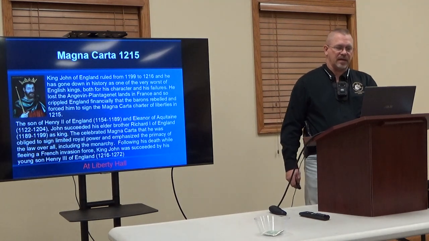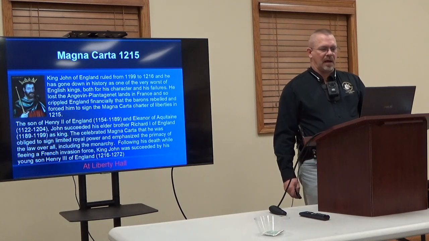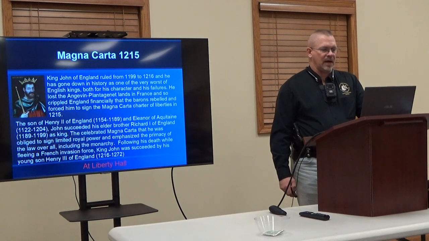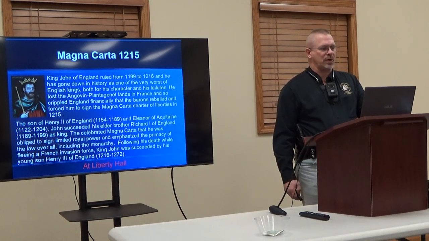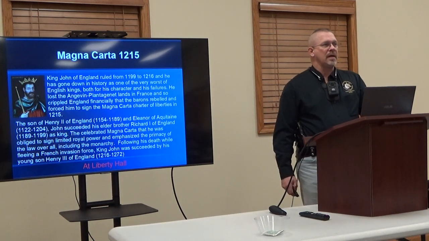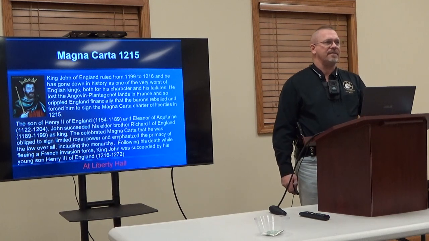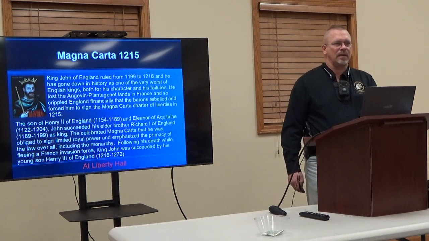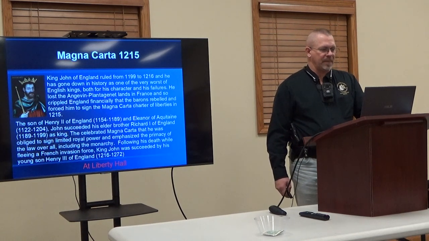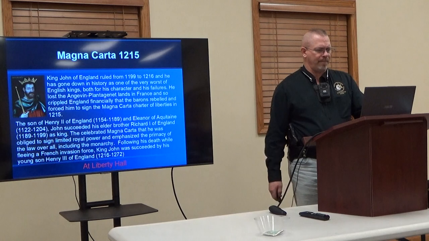The son of Henry II of England and Eleanor of Aquitaine, John succeeded his elder brother Richard I of England as king. The celebrated Magna Carta that he was obliged to sign, remember he signed it with a sword to his throat, limited royal power and emphasized the primacy of the law over all. So this is where the king, even though the king has a divine right to rule, the people have a divine right to liberty. And either all are under the law or the law is unjust. And that's what the Magna Carta brings us. It's too bad we didn't know that today in today's politics, right?